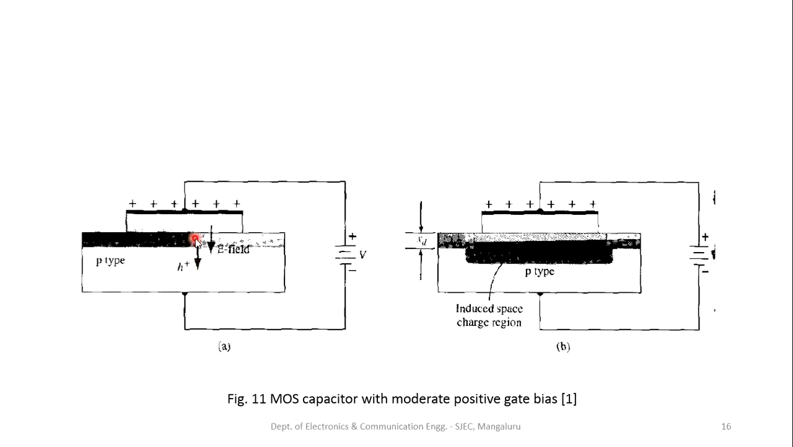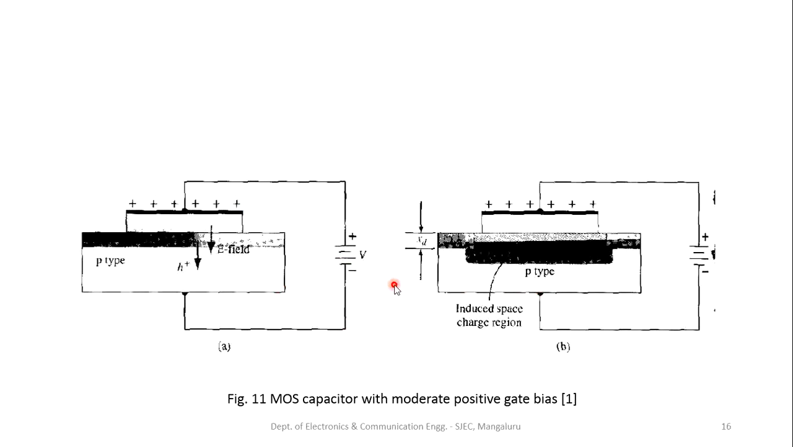So as the holes move away from the junction, right below the layer of the semiconductor material, a negative charge is formed in this particular region. So this negative charge is nothing but the p type. So it is the induced space charge region of negative charge right below the junction of the oxide and the semiconductor substrate.